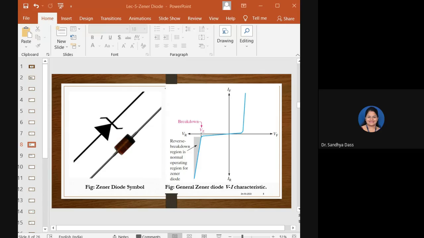Okay, so during the manufacturing process itself, the doping levels are designed in such a way that this particular diode will conduct, or allow the current to flow through it, in the reverse breakdown region. Actually, there are two types of reverse breakdown. One is the avalanche breakdown, which we discussed in the previous class, and the second is Zener breakdown.